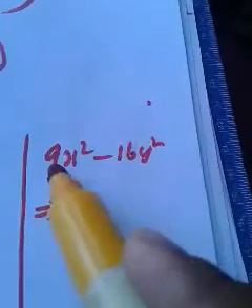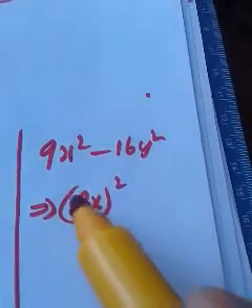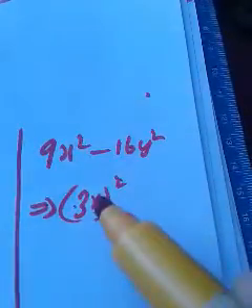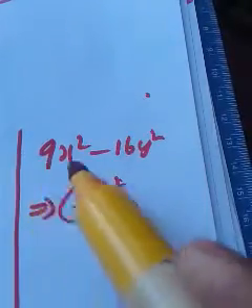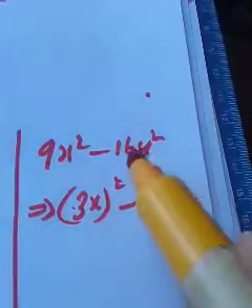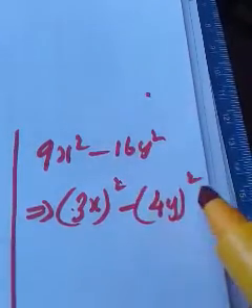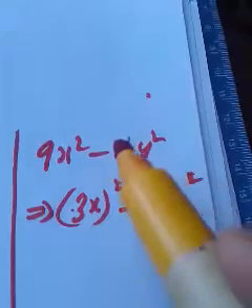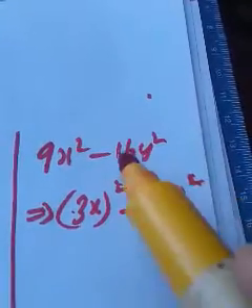Now just see, can you write 9x square as 3x whole square? Why? Because 3 square is 9, x square is x square. So once you do 3x whole square, we will get 9x square. Similarly, 16y square, can I write it as 4y whole square? Why? Because 4 square is 16, y square is y square.